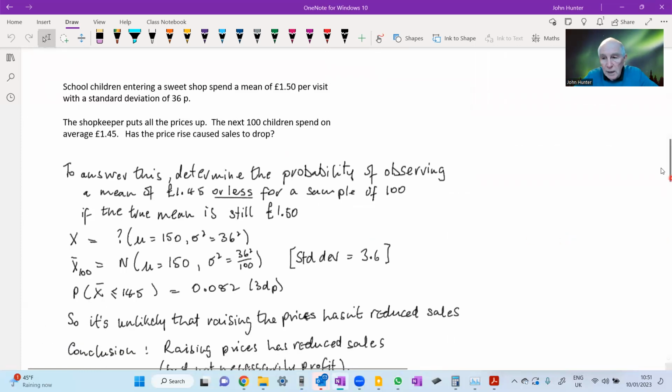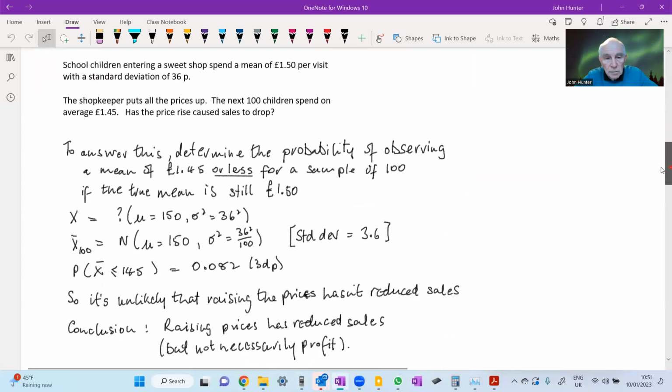There's another example here, which I think I'll just do, and that should be enough for now. School children entering a sweet shop spend a mean of £1.50 per visit, with a standard deviation of 36 pence. The shopkeeper puts all the prices up. I thought he'd be making the mint. But the next 100 children spend on average £1.45. Has the price rise caused sales to drop?